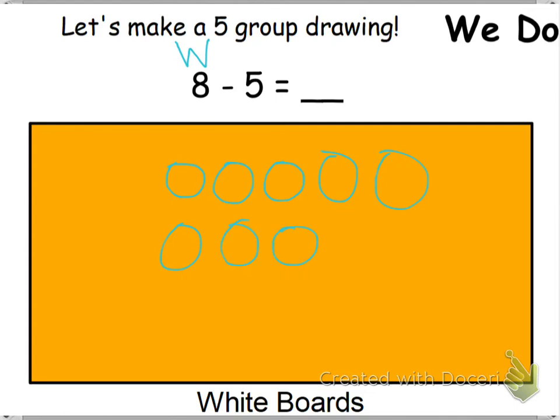Then we have to take away 5. Remember that minus sign tells us to take away. So take away 5. 1, 2, 3, 4, 5. Circle the rest. How many did we circle? Tell it to me. 3. Good. So 8 minus 5 equals 3.